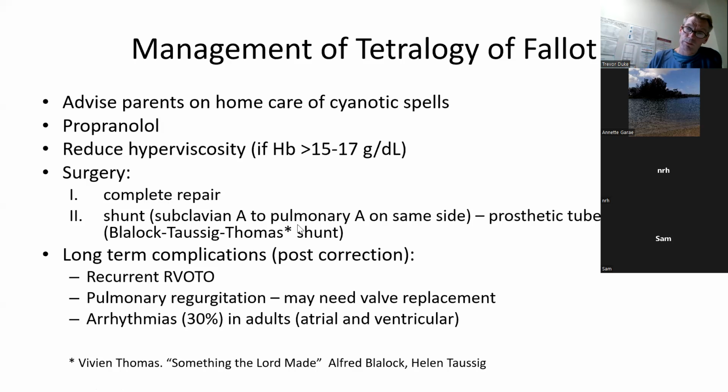There are some long-term complications, though, in children with Tetralogy of Fallot, even if they've had a complete repair. They can get recurrent obstruction to their right ventricular outflow tract, and sometimes the pulmonary valve, instead of being stenosed, can be regurgitant, and that can sometimes lead to the need for valve replacement. And they can sometimes get arrhythmias.